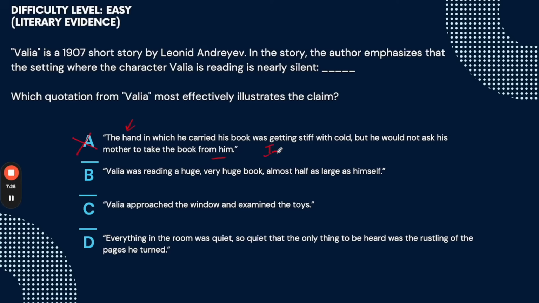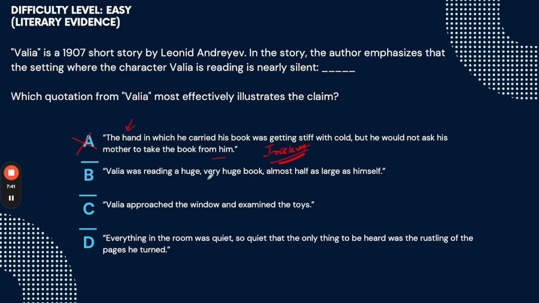This is irrelevant to the claim. Right? This is one of the reasons how you can eliminate options for this type. You will get irrelevant options which are totally not relevant to the claim that is made in the text. Let's go ahead and read B now.